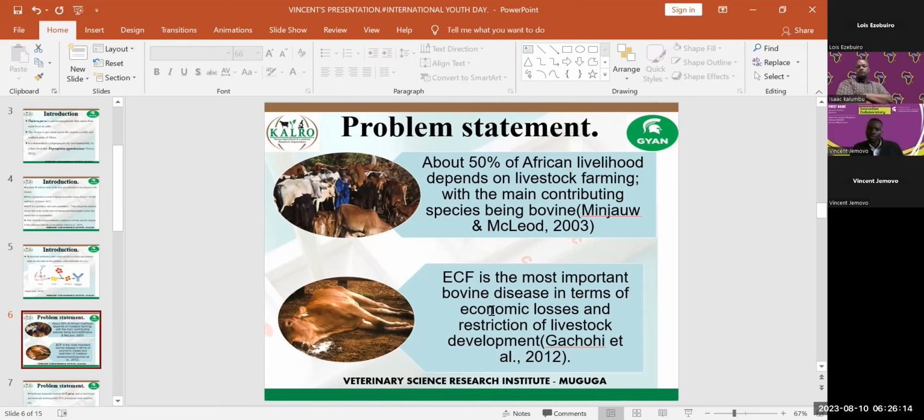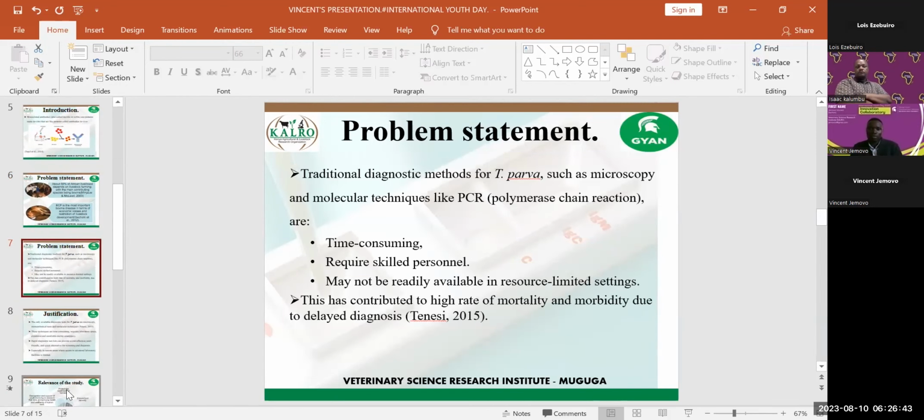East Coast fever is the most important bovine disease in terms of economic losses and restriction of livestock development. Now, this African population depends on bovine, this being cattle. And we have this ECF, the East Coast fever, which is the most deleterious disease that affects this cattle, which provides for this African population. So you can now get how this ECF is deleterious to the economic development among this region.